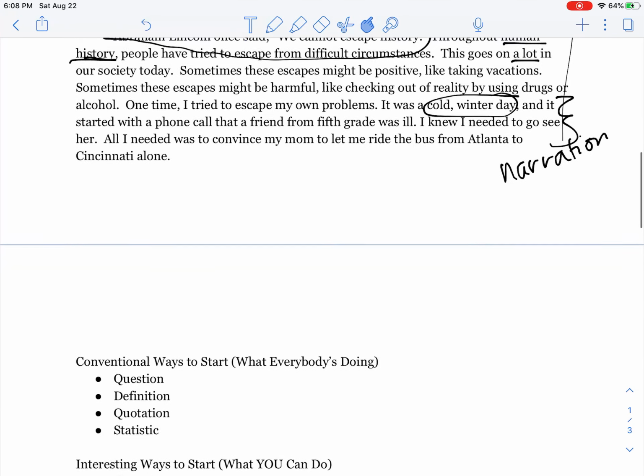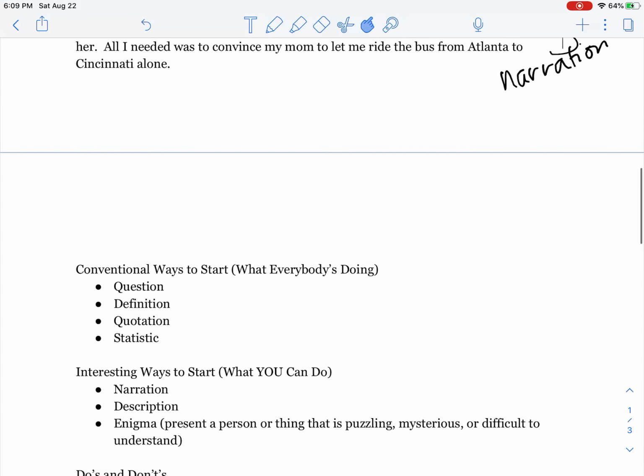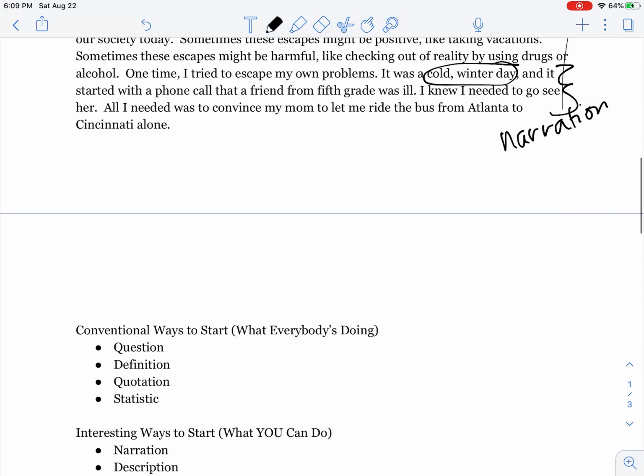So here's some things. If you look down here, we've got conventional ways to start. And there are times when this is completely appropriate, and I have taught students to do these hook strategies before. A question, a definition, a quotation that fits within the theme of the message of the piece, a startling statistic. Those are conventional ways to start. It's what everybody's doing, and the reason why everybody's doing it is because they get the job done.